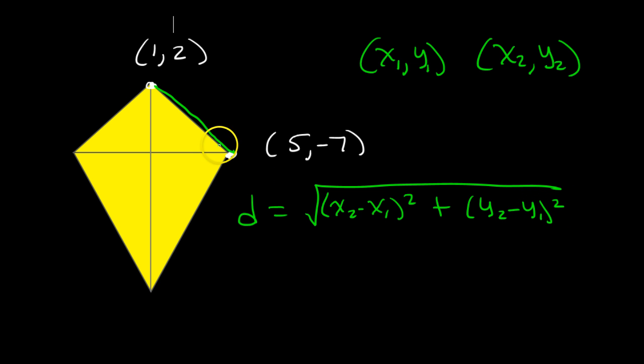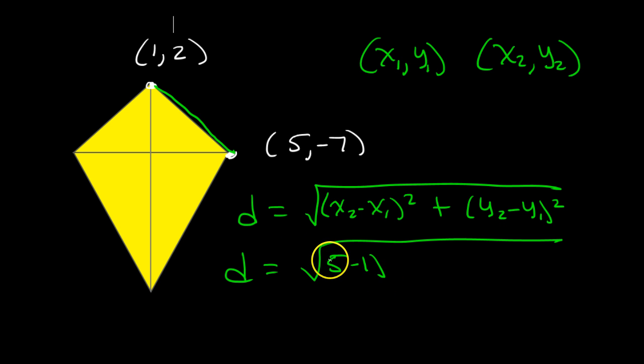So if I need to find any length, I can just use the distance formula. If I need to find the length of this segment right here, I would do 5 minus 1 squared, and then -7 minus 2 squared. I'd put that in a calculator, and that would tell me the length of this segment. So that's the background information we need.